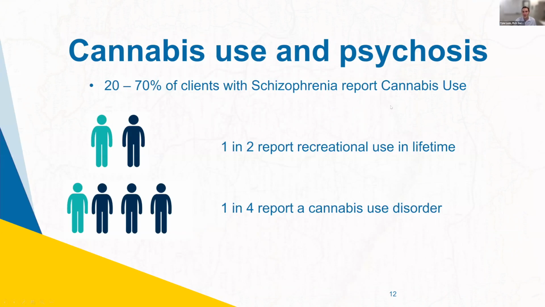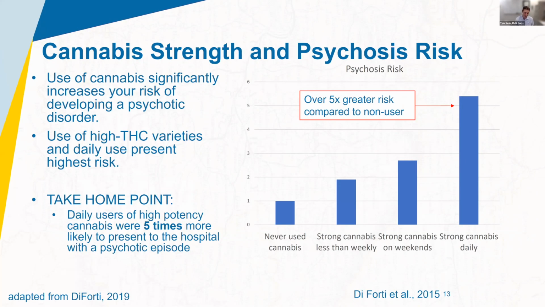For people who have a psychotic disorder, cannabis really is the preferred illegal drug. Alcohol is, of course, up there as a preferred drug of choice, but in terms of federally illicit substances, cannabis is at the top. Anywhere between 20 and 70% of our clients with schizophrenia have some cannabis use, with about half reporting recreational use, and about a quarter eventually developing a cannabis use disorder. So it's very common, and I think that's why it's always at the top of people's lists of things they want to learn more about.